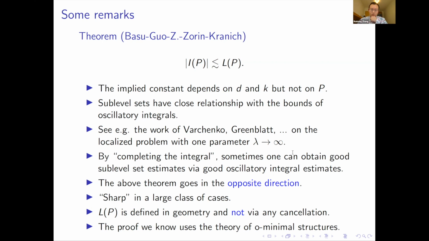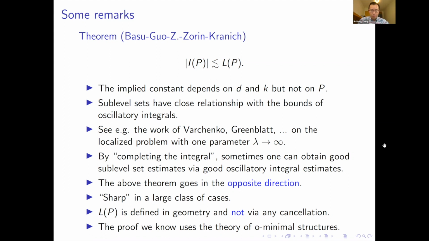But the important thing is that our theorem goes in the opposite direction, and I wasn't aware of any such theorem before, that you can bound oscillatory integrals by the measure of sets, I mean, in this generality. We'll say that it's sharp in a large class of cases, and we'll make it hopefully explicit soon. And one more important thing is that the stationary sets, they are defined in geometry, and you don't see any cancellation in it, as you see in the oscillatory integrals.